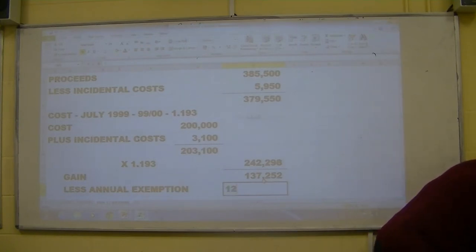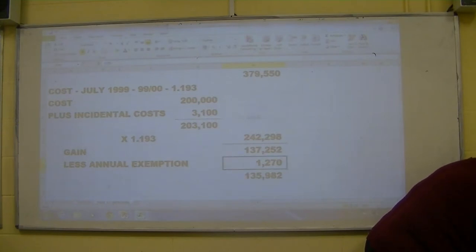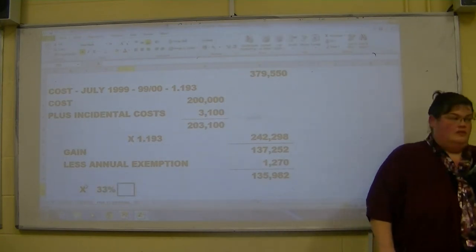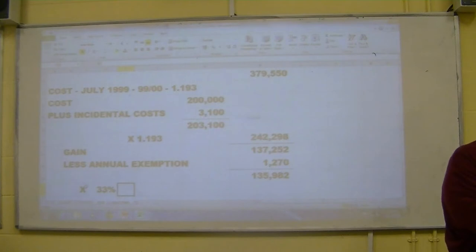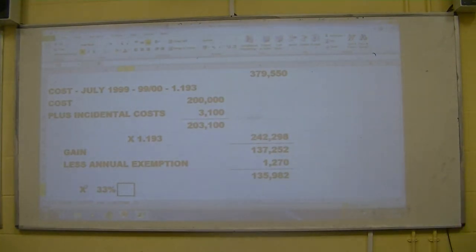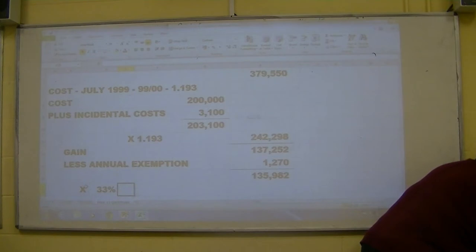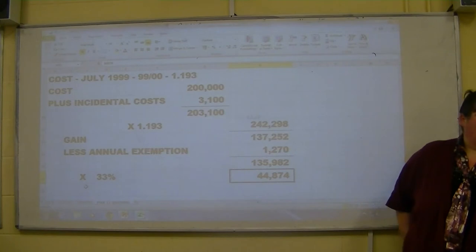That's our exemption of 1270. Okay, which brings us down to 135,982, and then that's by 33%. $44,874. Yeah?